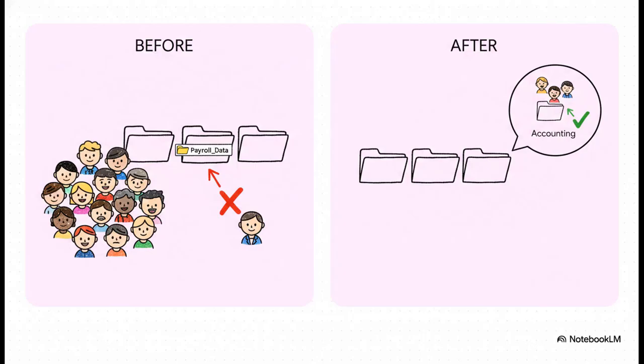And wow, the difference here is just night and day. Before you turn on ABE, everyone sees that payroll_data folder. They get curious, they click it, they get an error, and maybe they waste time calling the help desk. But after ABE is on, the only people who even see that folder are the ones in the accounting group. For literally everyone else on the network, it just doesn't exist. It's so much cleaner and way more secure.